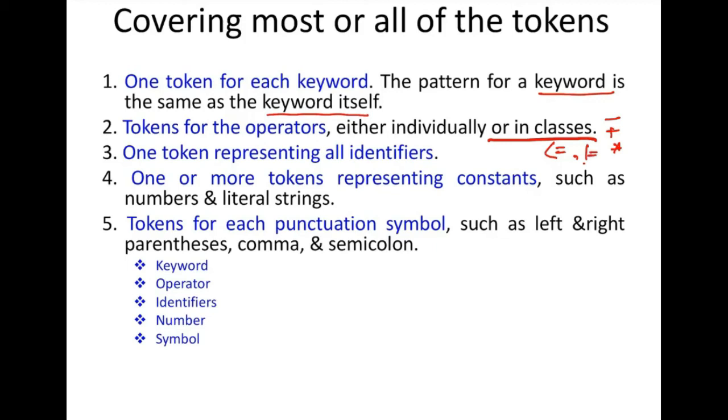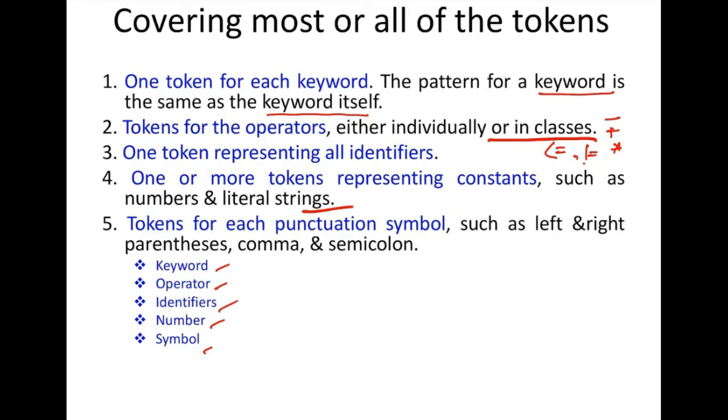Then there can be one token representing all identifiers. One or more tokens representing constants such as numbers, literals, and strings. And tokens for each punctuation symbol such as left and right parentheses, comma, semicolon, all these can be generated. Okay. Then you can see there are different types: keyword, operator, identifier, number, symbol.